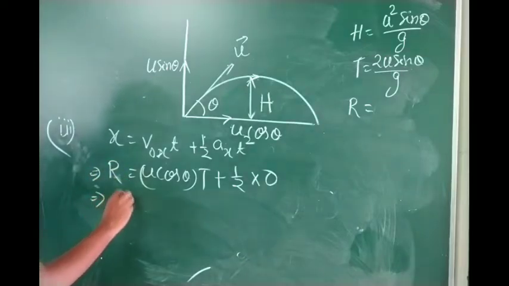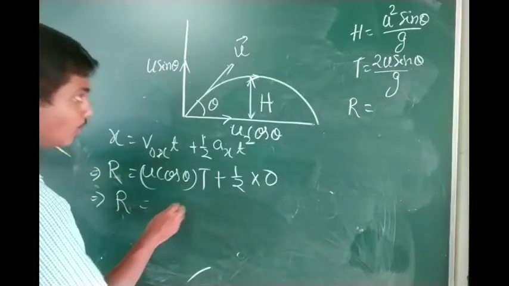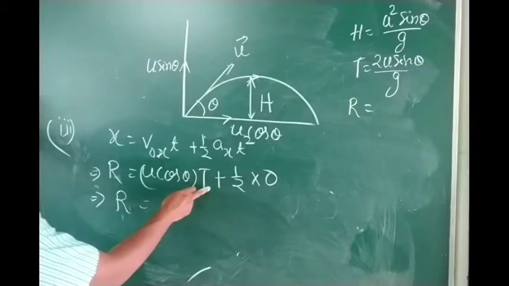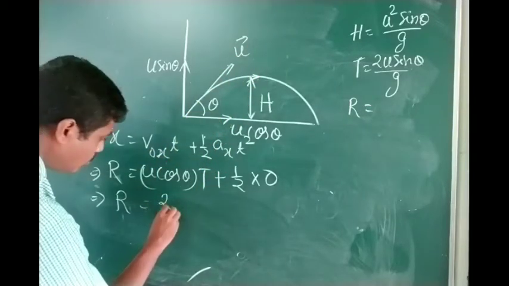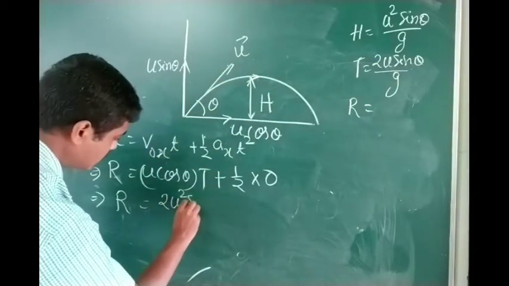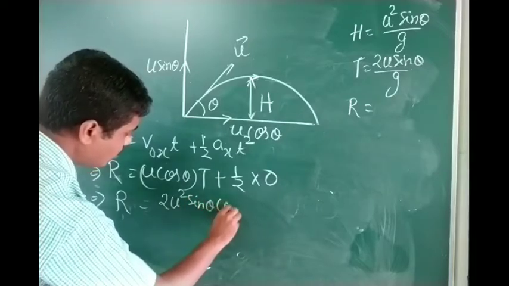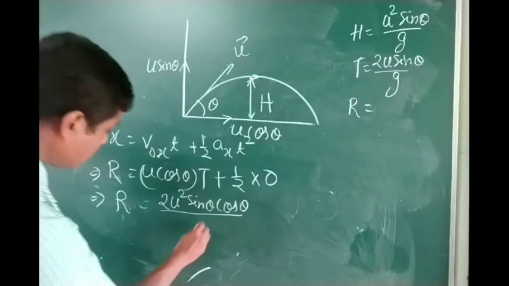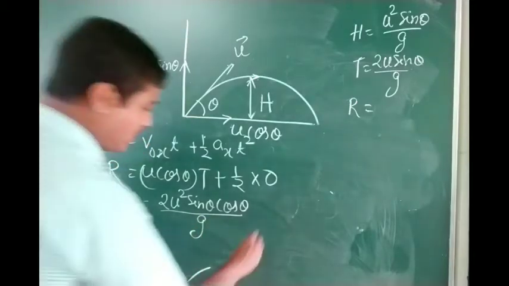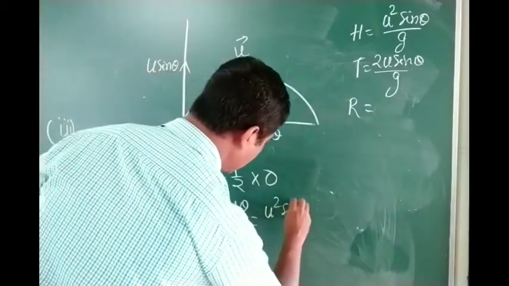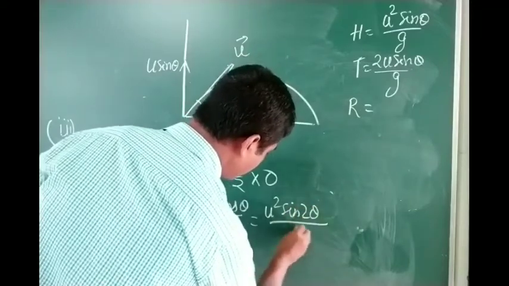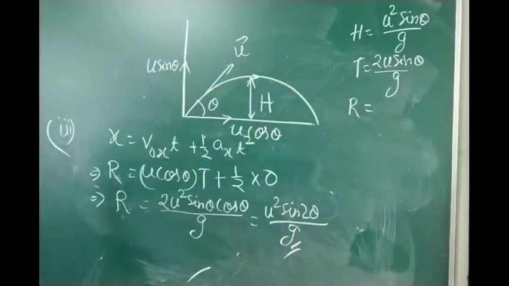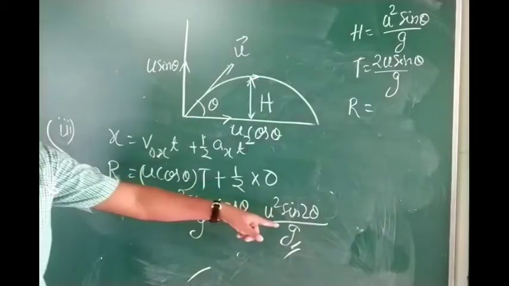So r will be equal to u cos theta, and we have t is equal to 2u sin theta by g. So 2u square sin theta cos theta divided by g, or we can write u square sin twice theta divided by g. So this is the equation that we have got. Let me check the equation of horizontal range. Yes, it is correct. u square sin twice theta by g.